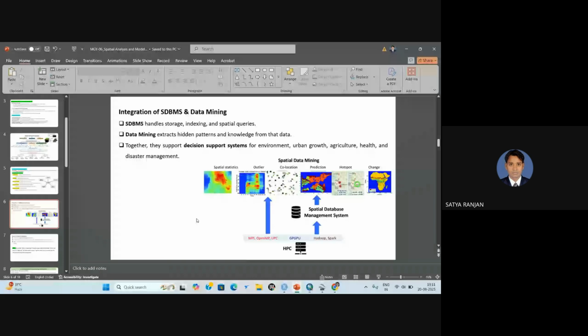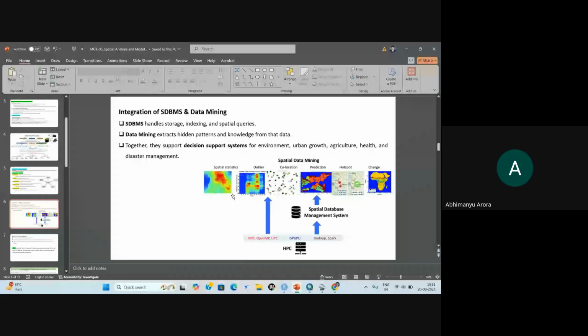Database management is very important for remote sensing and GIS analysis. Data mining extracts hidden patterns and knowledge from that data. Together they support decision support systems for environment, urban growth, agriculture, health, and disaster management. Nowadays, remote sensing and GIS-based data are largely used for different applications. So this is about data mining and SDBMS.